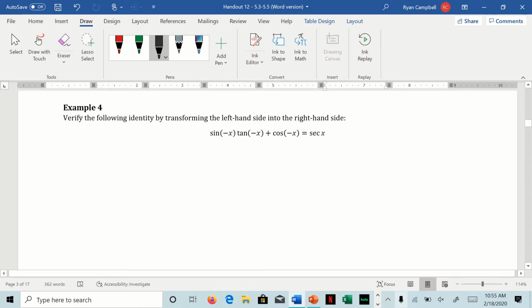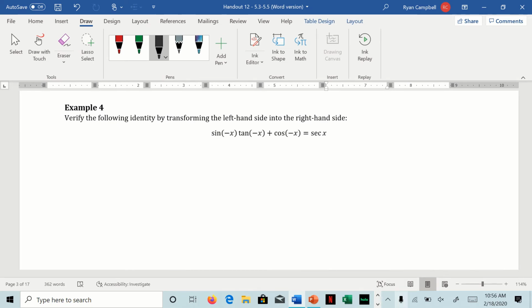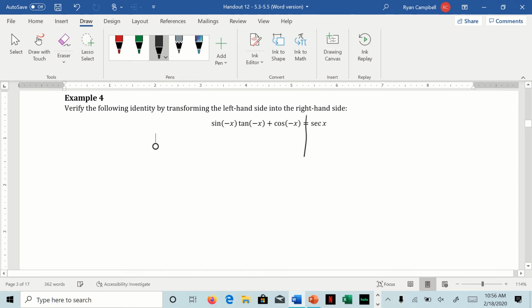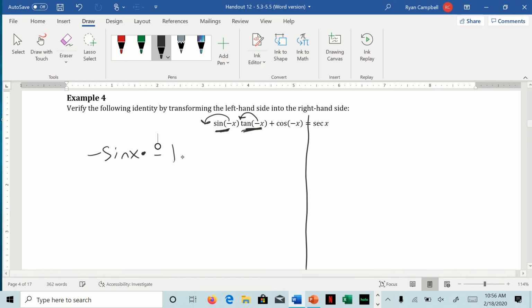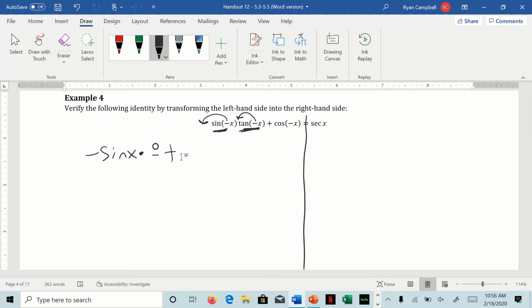So verify the following identities. Sine of -x, tan of -x, plus cosine -x is secant. So first step, remember we draw that line all the way down. Probably easier to start with the left side, so I'll start with the left side. So for sine, what happens to that negative? Remember it's odd, so it comes out. So we have negative sine x. Tangent, what happens to the negative? Again, it comes out because it is odd.